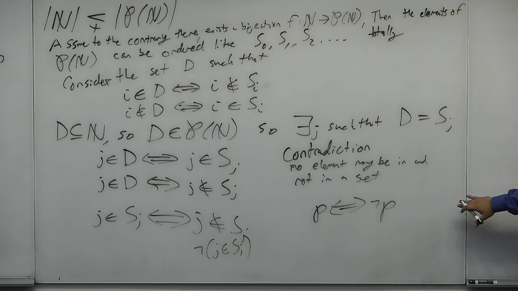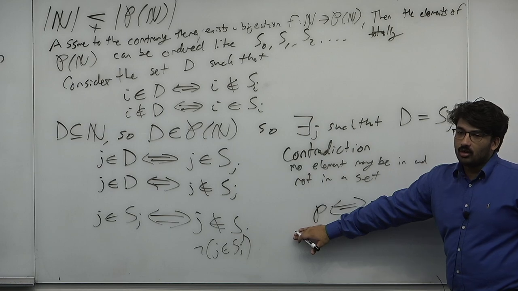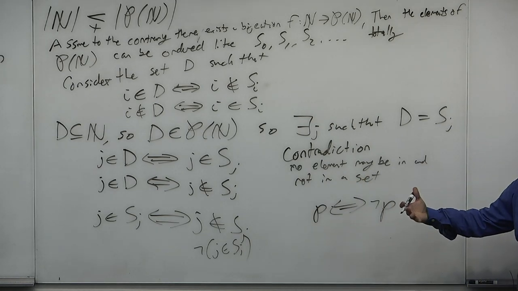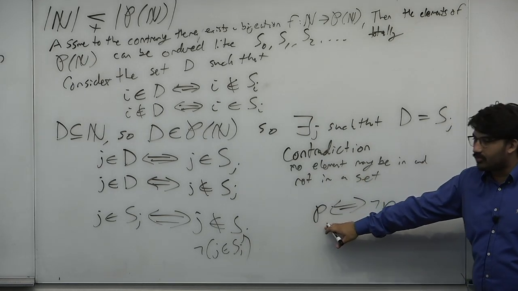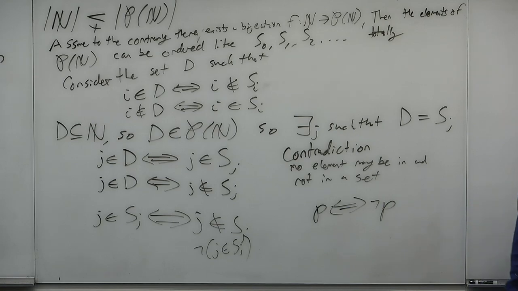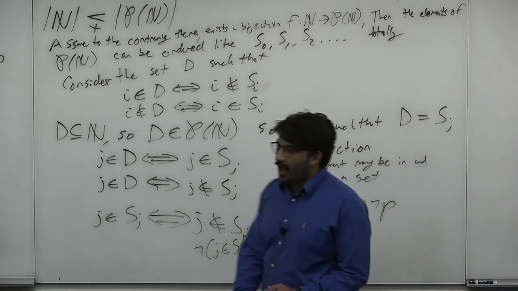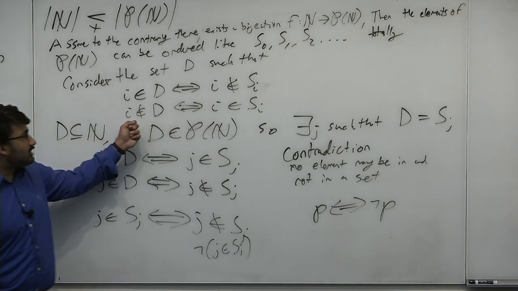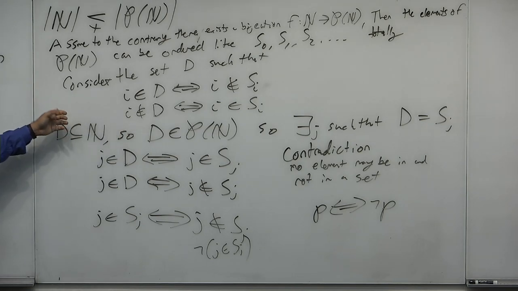Okay, the contradiction, again, purely logical. We didn't observe something radical. We simply observed that a pure contradiction occurred. An element was both in and not in a set at the same time, which is not possible. But nothing circular happened here. D is simply a set. And you can do this. You can say, choose the elements of D in such a way that they're not the elements of SI for each I. You go to each set.